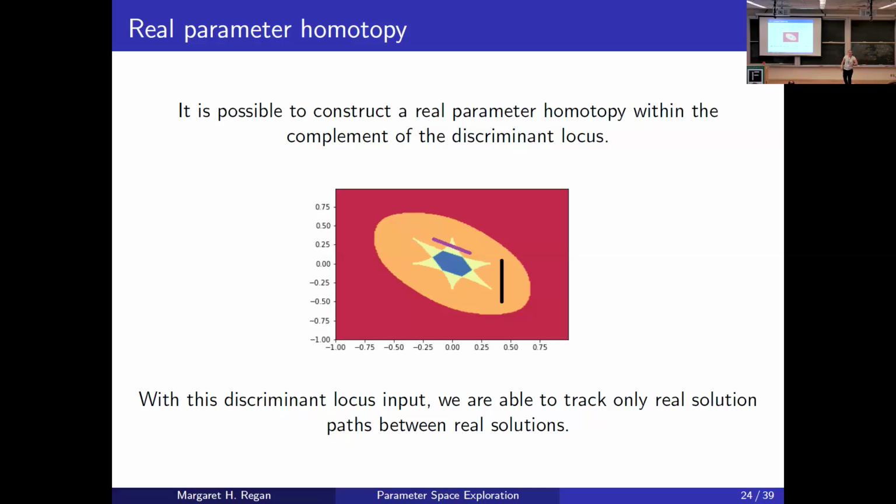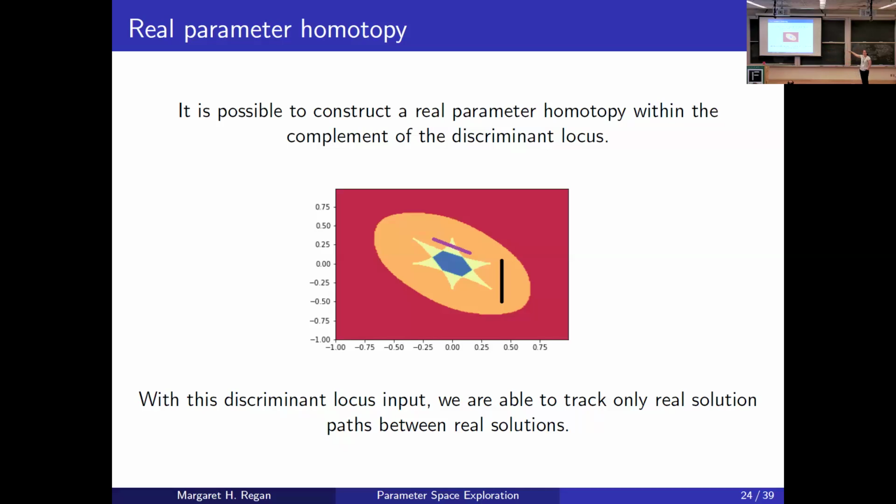Maybe you add in the gamma trick to make sure you don't hit anything nasty, right? And you're good to go. But that wasn't the point, right? We wanted to just be able to simplify things and only track the real solutions. But that's where the discriminant locus comes in. That's why we don't generally track over the real solutions, right?